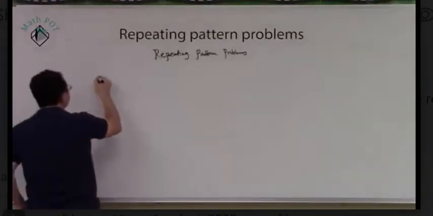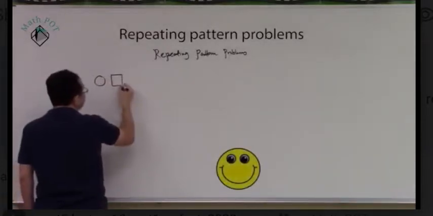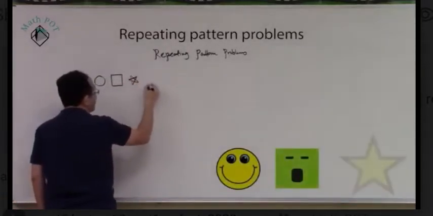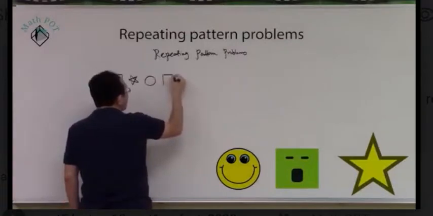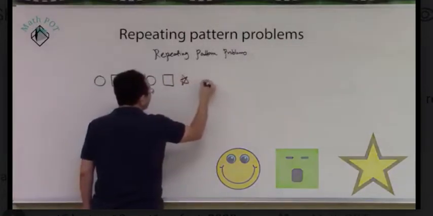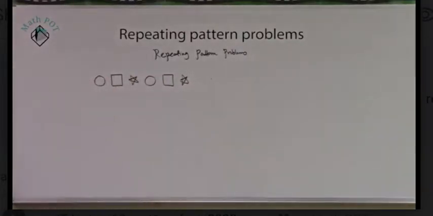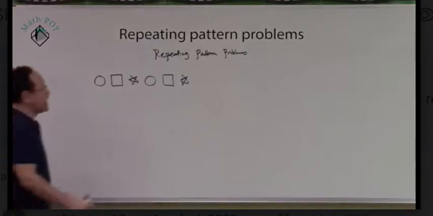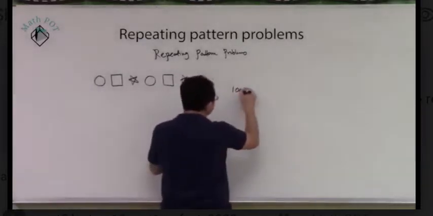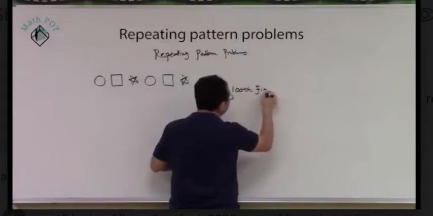Imagine the first figure is a circle. The next one is a square, followed by a star. Then circle, square, and then star, and the star repeats. Let's try to figure out the 100th figure. Basically, what is the 100th figure?